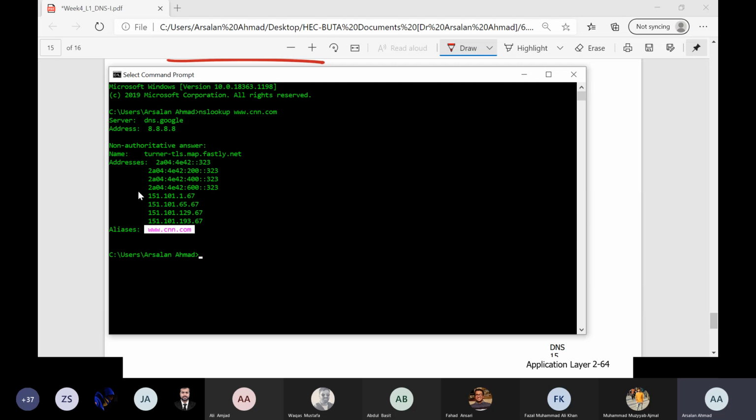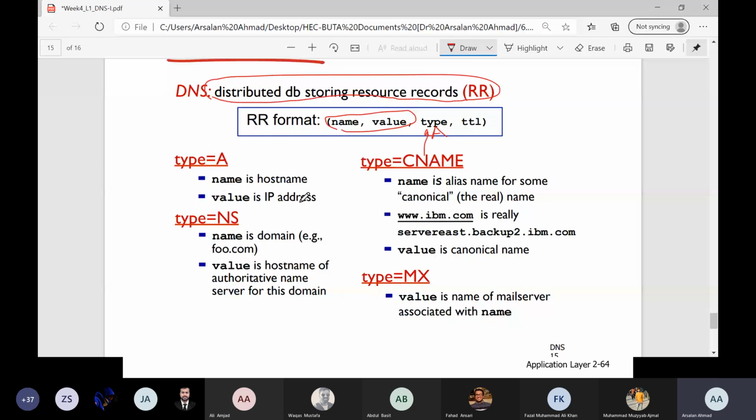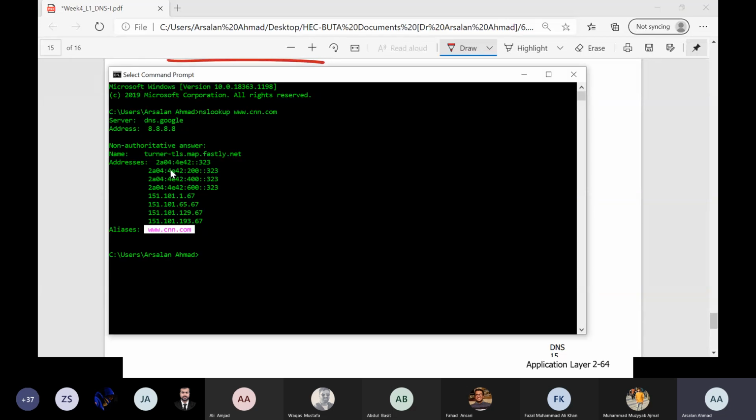The types are not shown here, but you can see that these are all type A records. Type A is when the name is the host name and the value is the IP address. Type CNAME is when the name is the alias and the value is the canonical name. Obviously, the MX record is not shown here, but you can query some other website and maybe it gives you a very detailed answer. In this case, we are using the DNS server of Google, which is 8.8.8.8. We are not using the DNS server of Seeks.